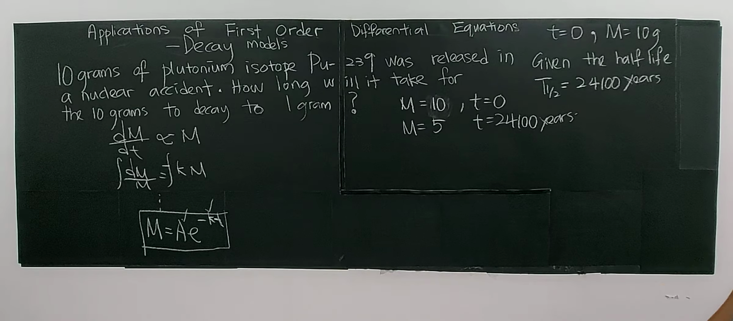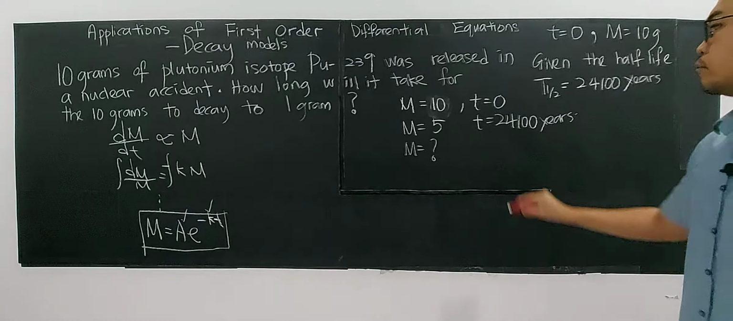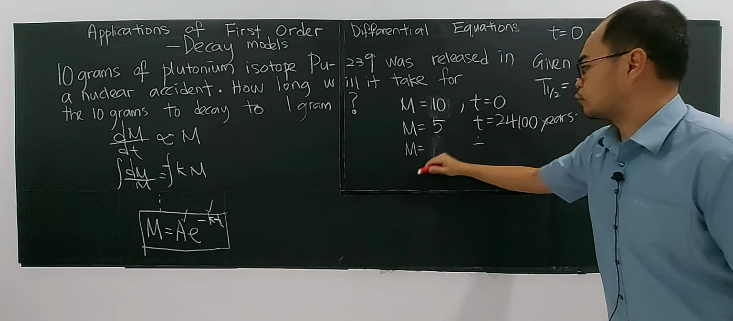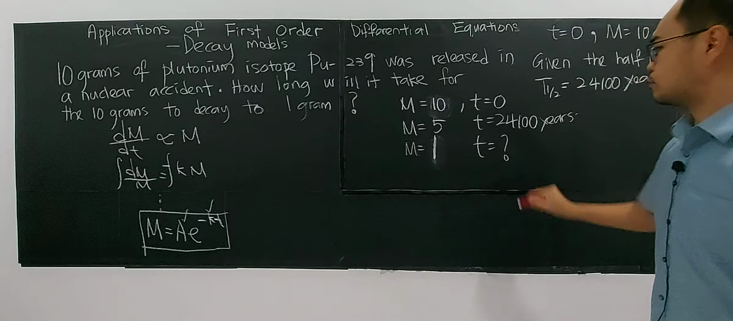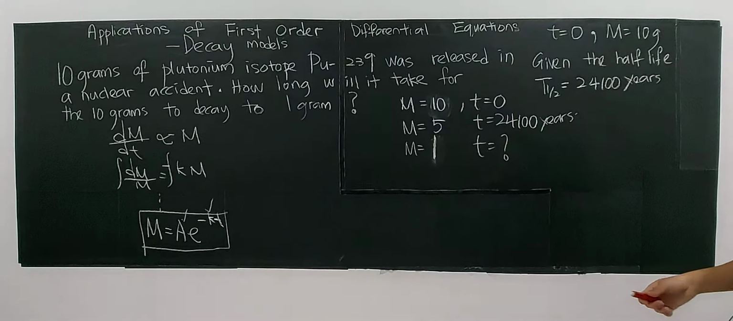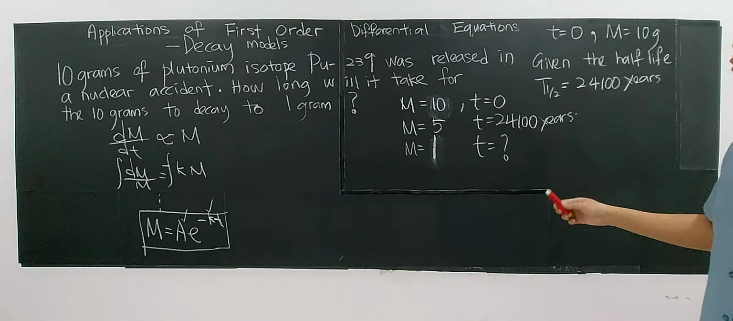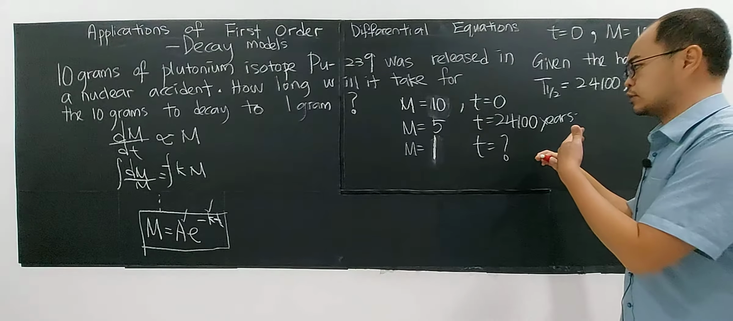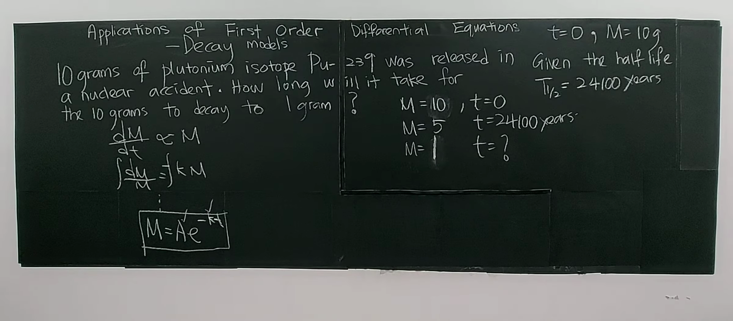Now what they want is the time taken for the mass of the plutonium to become 1 gram. Can you imagine how long it is? For 10 to become 5, it takes 24,100. So from 5 to become 1, how long will it take? We cannot just give a number. We have to calculate.